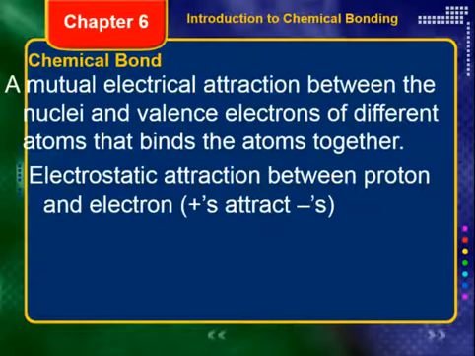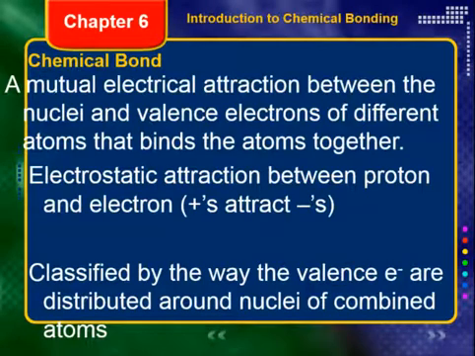Now, there are a few different ways that this can actually take place, a few different ways that this can happen. But it's all happening as a result of these electrostatic attractions between the nuclei and valence electrons of different atoms. The different ways that we classify bonds have to do with the way that the valence electrons are distributed around the nuclei of combined atoms. So we're going to talk about the location of these electrons in space.